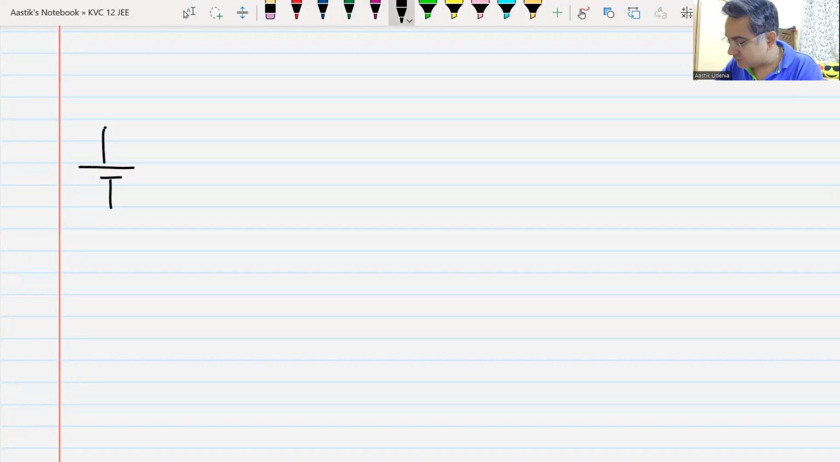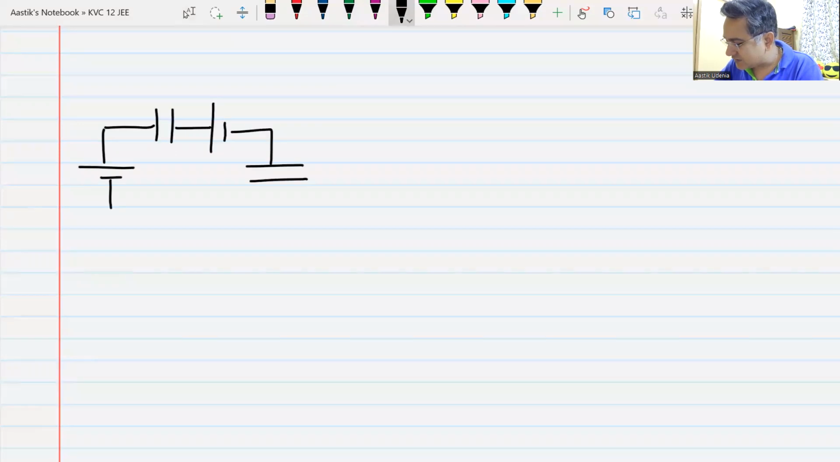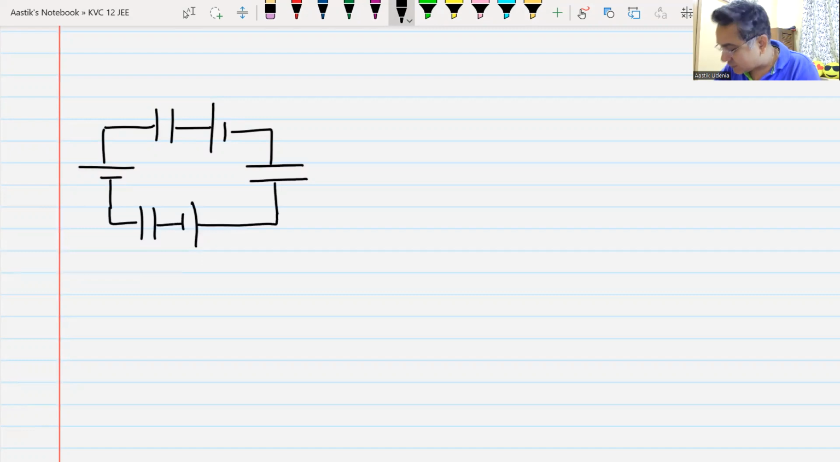I have this battery, one capacitor, one more battery. This is just a fictitious diagram, so I can put an infinite number of batteries and an infinite number of capacitors. That does not make any difference to the eventual answer. The eventual circuit may be whatever it is. So I've just drawn a fictitious circuit. Now let me call the EMF of this battery E1, this battery E2, and this battery E3. Let me call this capacitor C1, this capacitor C2, and this capacitor C3.